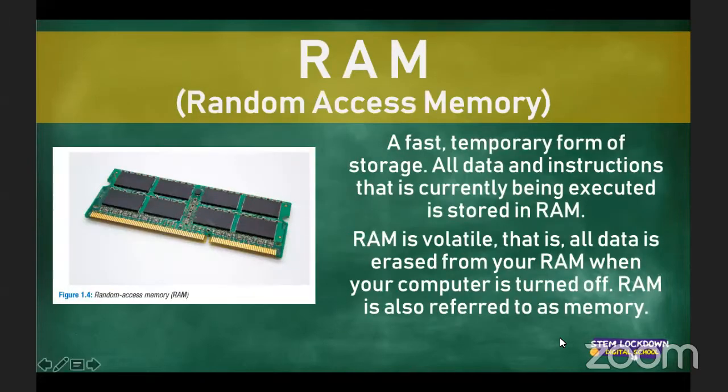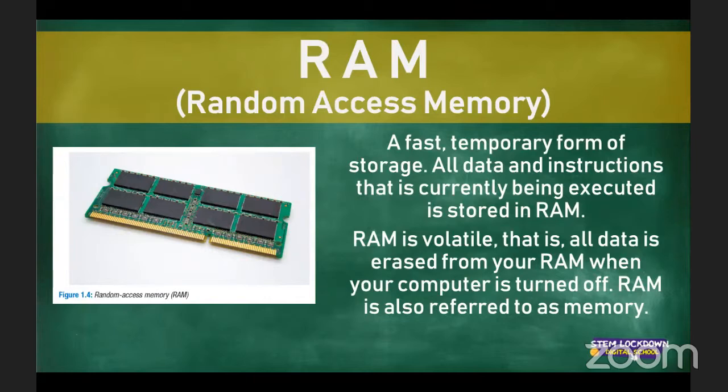So then we have our RAM, okay? It's a fast temporary form of storage. All data and instructions that is currently being executed is stored in the RAM. So me presenting this PowerPoint to you right now, this is memory. So it's running out my RAM, but it's volatile.